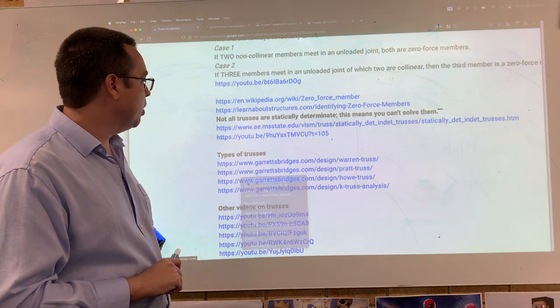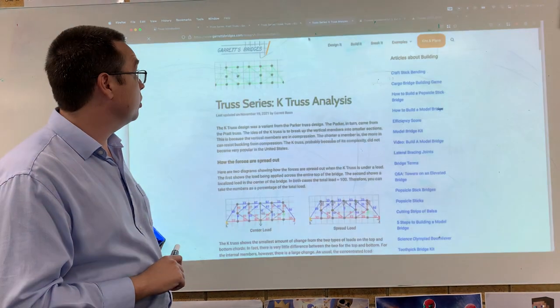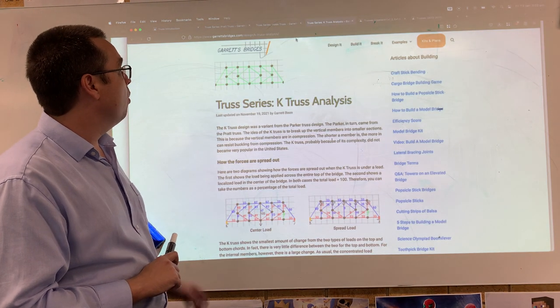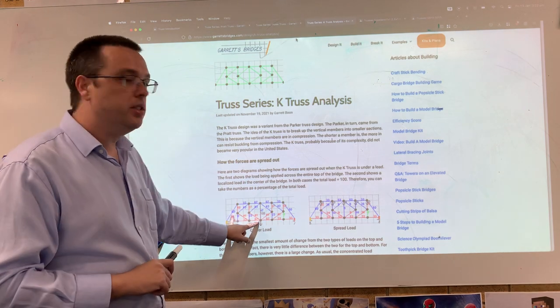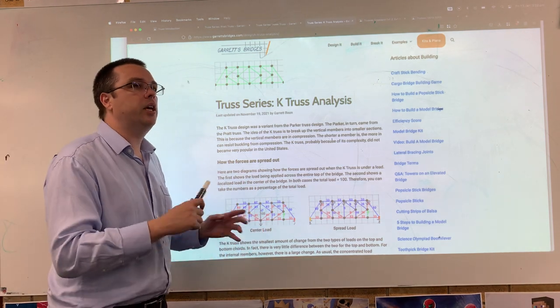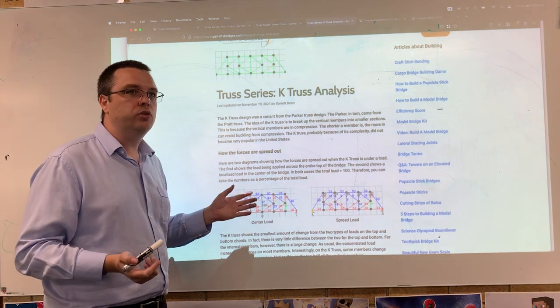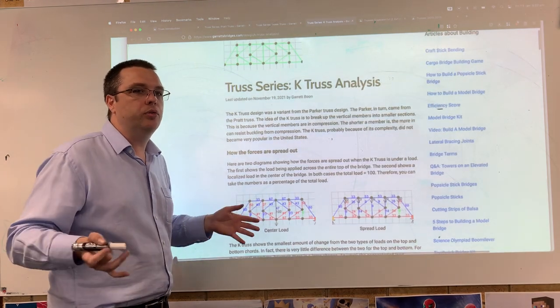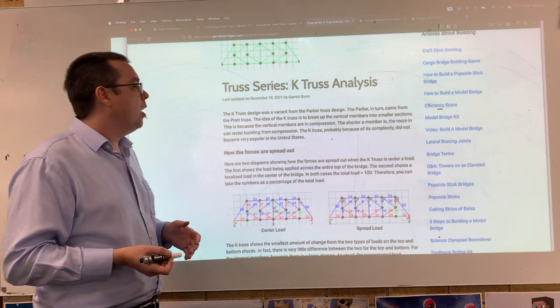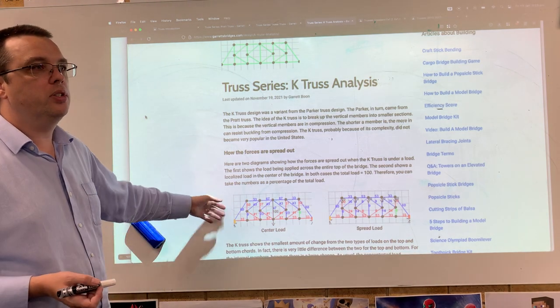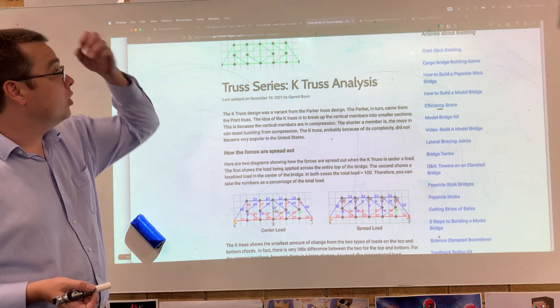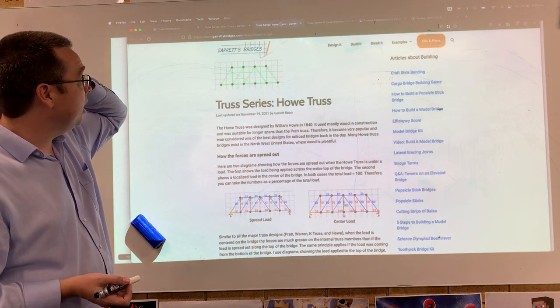There are lots of different trusses, but I always just like to focus on these four. So we've talked about Warren Trusses. K trusses are very complicated. They have a lot of members. You don't see them being used very often. There are examples of K trusses out in the wild, but they're not very common just because of the high maintenance costs. Okay, so then we have Pratt and Howe.